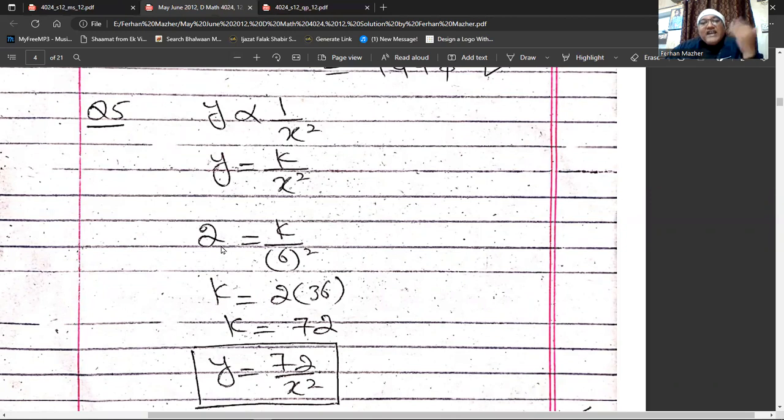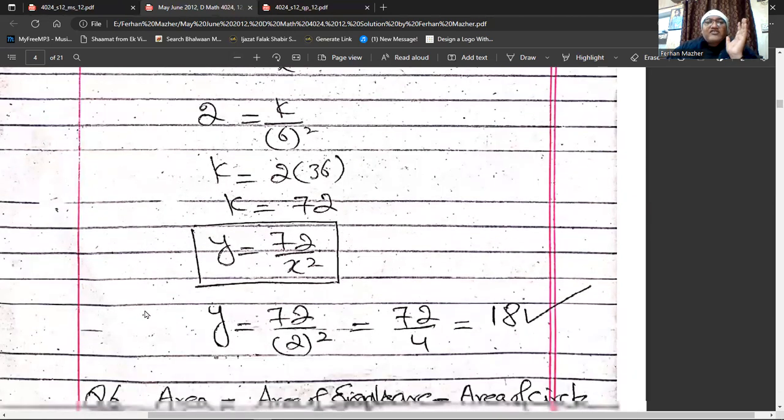He says y is 2, x is 6. Put those values here. So 2 is equal to k by 6 squared. That will become 36. 36 will multiply with the 2. So k will be equal to 2 into 36, and k will be 72. So the formula will become y equals 72 divided by x squared.